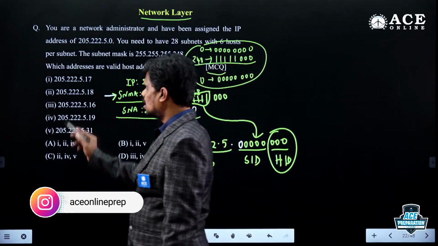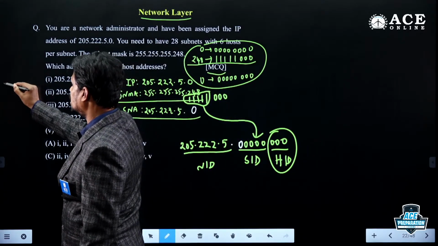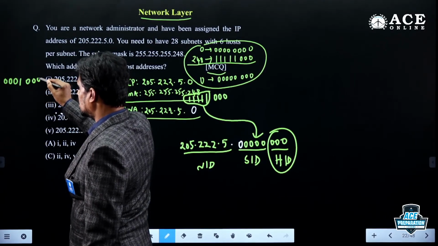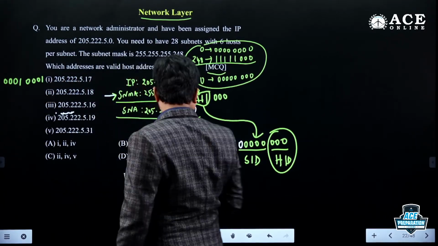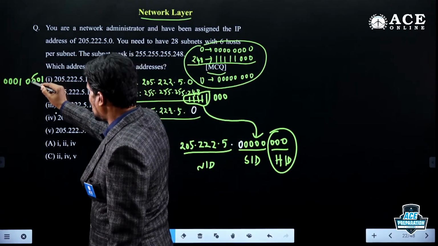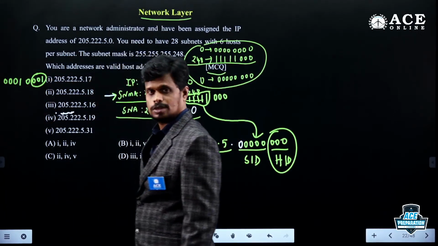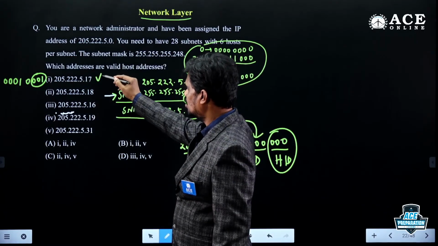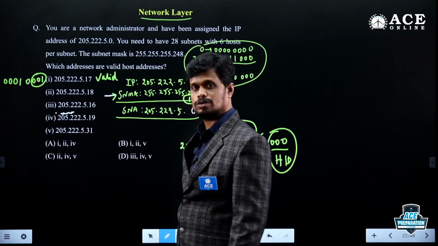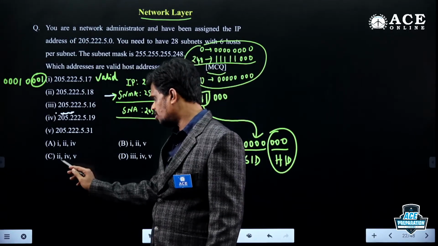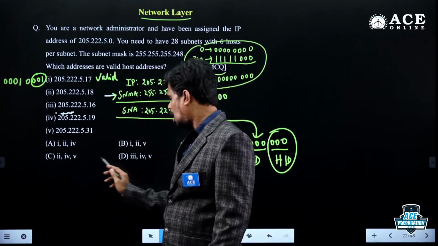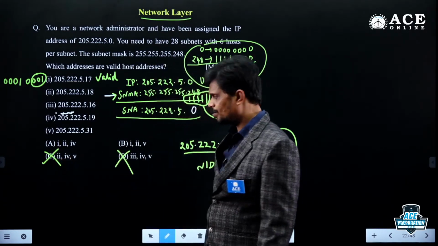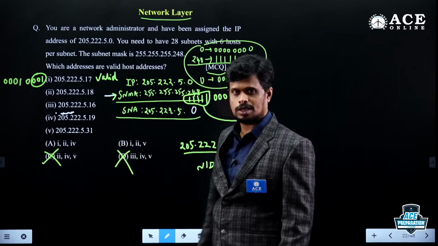So if I convert 17 into binary, this is 17. The last 3 bits are 001, which is not all zeros and not all ones. So this is a valid address. So the first one is valid. But among the options, option C does not mention 1, and option D also does not mention 1. So C and D can be ignored here. Then we have A and B, right?